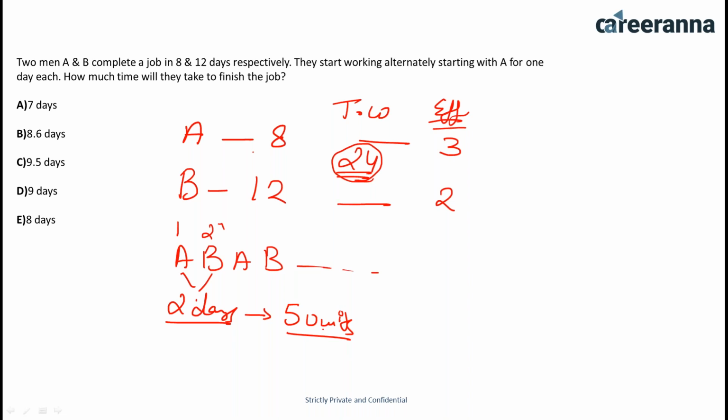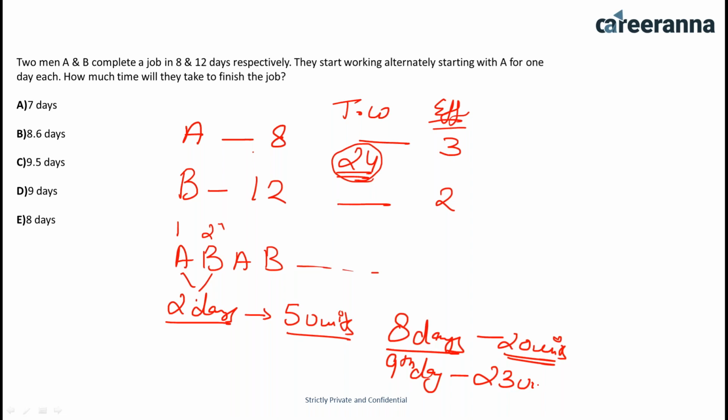If you make pairs of 2 days, 20 units of work are going to be completed in 2 into 4, that is 8 days. In 8 days, 20 units of work are completed. But the total work is 24. That means on the 9th day, A is going to work and complete 3 units of work. So only 1 unit of work is remaining. On the 9th day, A works, 23 units of work are completed, and 1 unit of work is remaining.